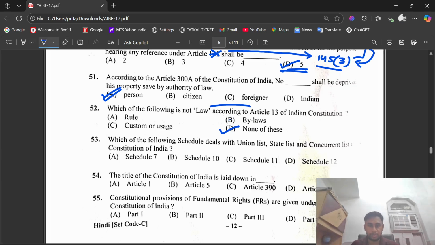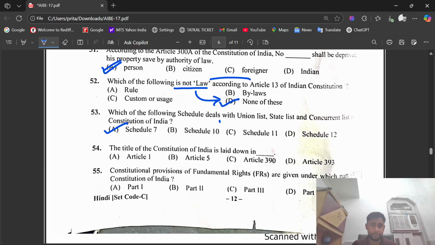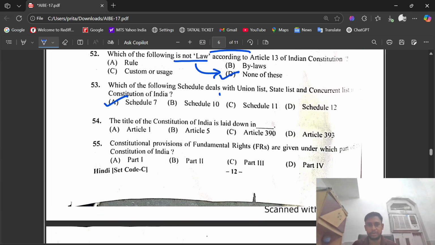None of these is not law, none of these. Question number 53. Which of the following schedules deals with the union list, state list, and concurrent list of the Constitution of India? The options we have: Schedule 7, Schedule 10, Schedule 11, and Schedule 12. The right option is option A, that is Schedule 7. In Schedule 7, we will see three types of lists, that is the state list, central list, and concurrent list. So the right option of question number 53 is option A, that is Schedule 7.